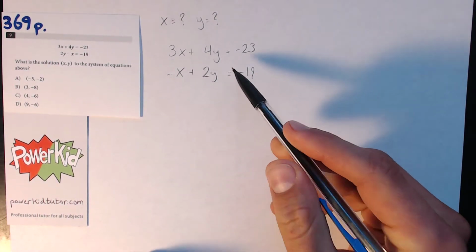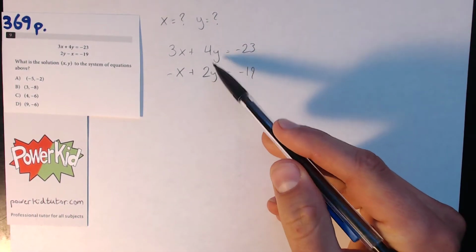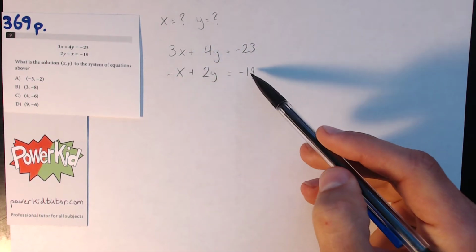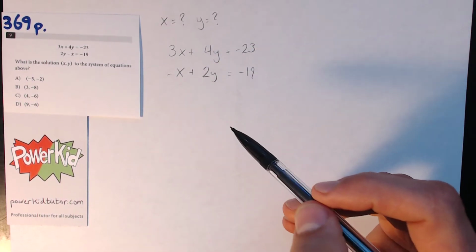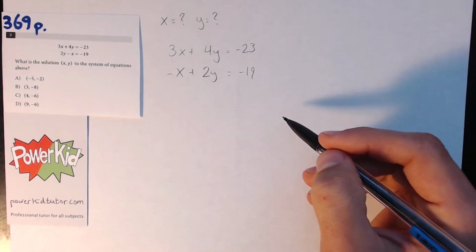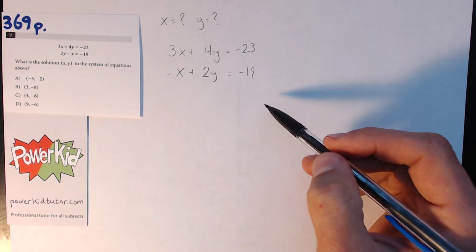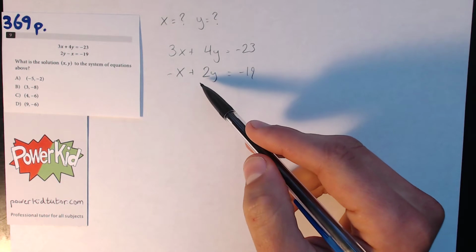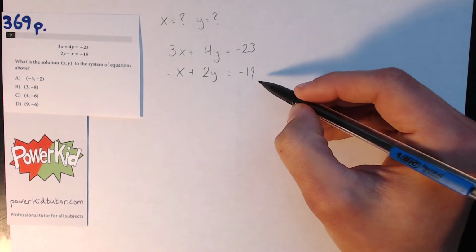Now you'll notice what I just did there. I rewrote it so that the y's are stacked on top of each other and the x's are stacked on top of each other. This is essential for elimination because when we're doing an elimination, we are trying to delete one of these variables from the result, and I'll show you what I mean.